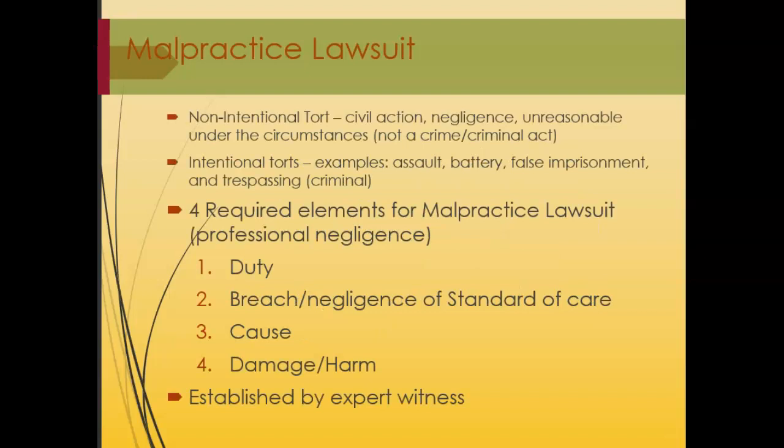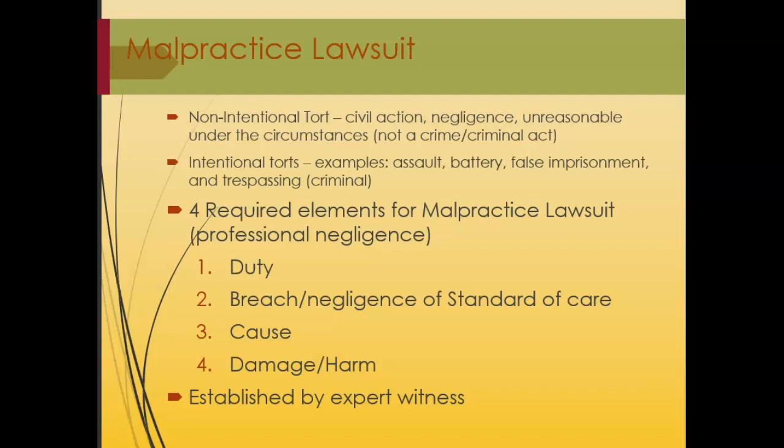And to move a little bit more into detail, what are some of the differences between a non-intentional tort and intentional torts? Non-intentional are things like negligence, something that was unreasonable that someone did based on someone's definition, and proving that in court in a civil action.